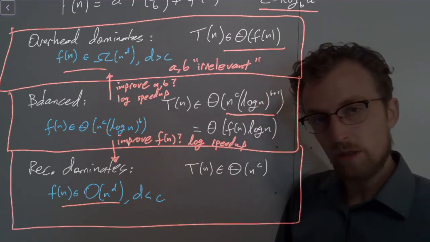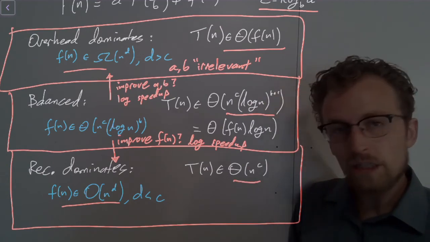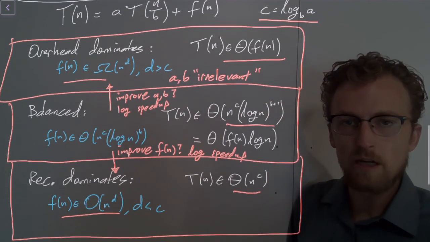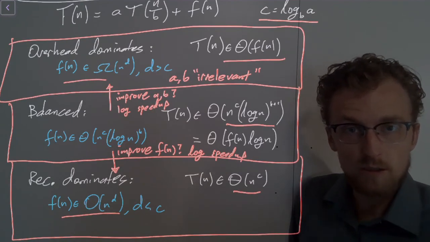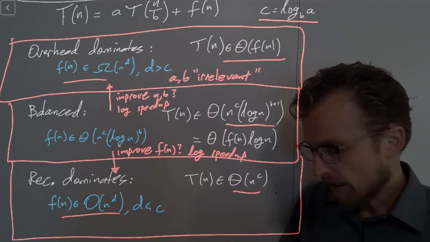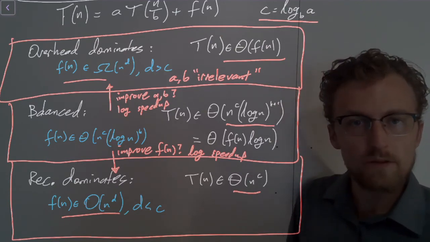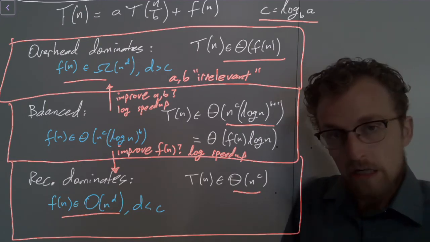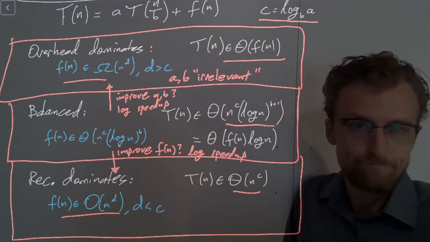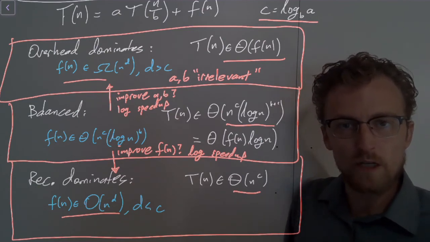So notice now in the recursive dominant case, the complexity of the algorithm only depends on A and B. It only depends on this critical exponent C, which is the log base B of A. So here, if we want to make improvements in the scalability of our algorithm, we have to make the recursion better. But changes in the overhead don't really make any difference. We've essentially made it so that we're recursion limited.